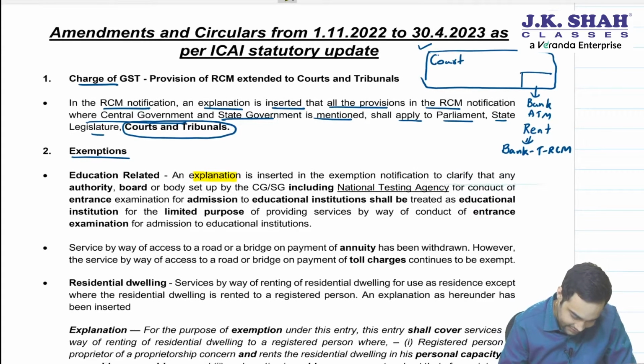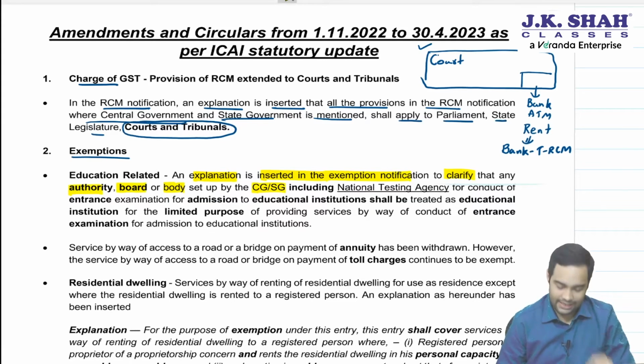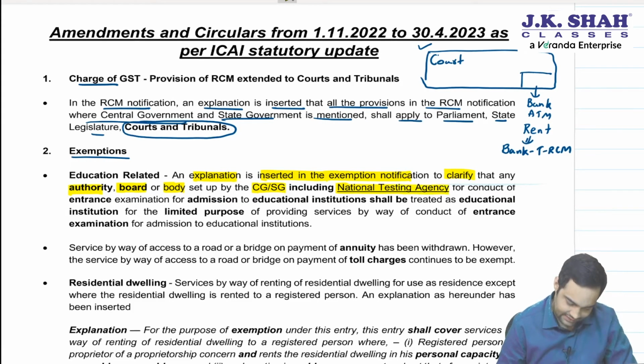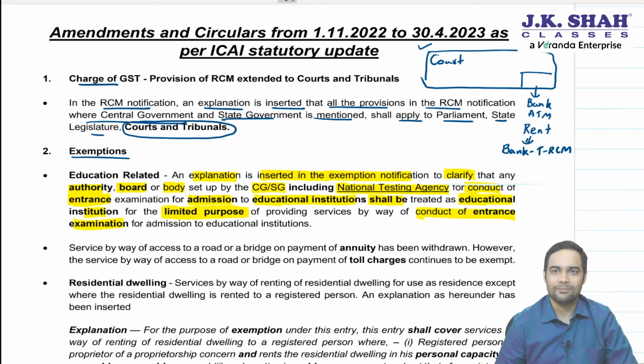An explanation is inserted in the exemption notification to clarify that any authority, board or body set up by government, including National Testing Agency, for conduct of entrance exam for admission to an education institute shall be treated as an education institute for the limited purpose of conducting such entrance exam. They are regarded as an education institute only for this particular limited purpose.